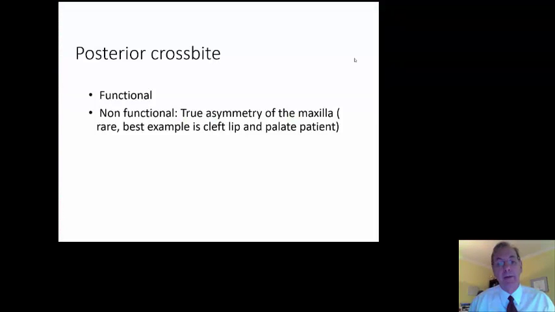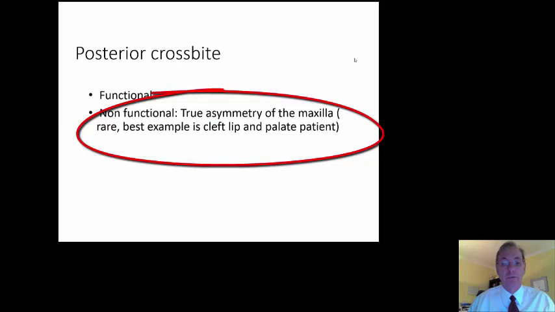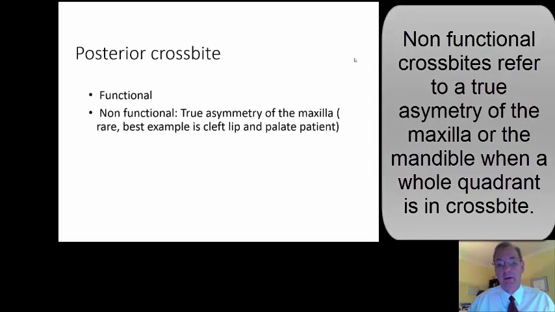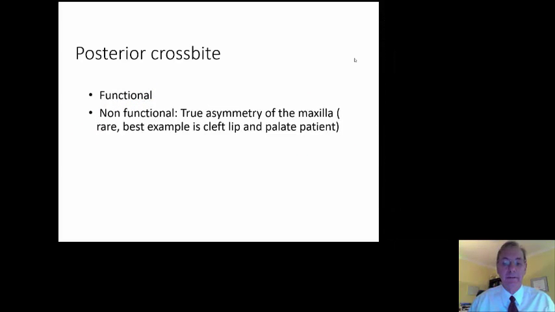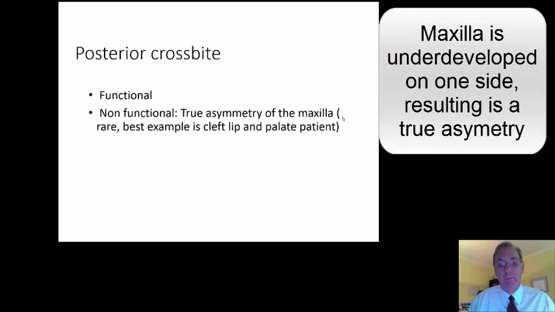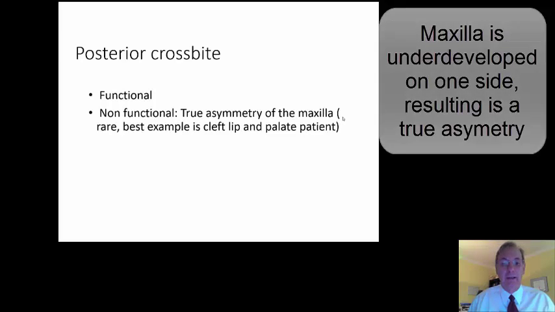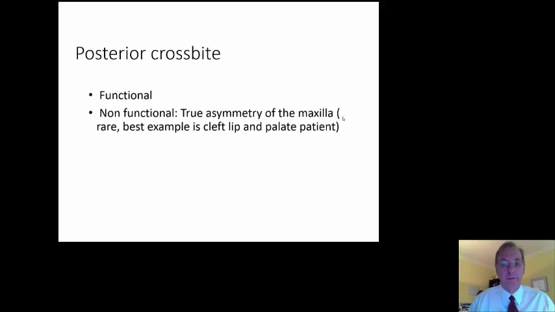Posterior crossbite can basically be of two origins, or can manifest themselves in two vastly different ways. They can be functional or they can be non-functional. A non-functional crossbite usually refers to a true asymmetry of either the maxilla or the mandible. The best example of a true asymmetry is the cleft lip and palate patient who presents with a maxilla that is not properly developed on one side, is asymmetric, and results in a non-functional posterior crossbite.